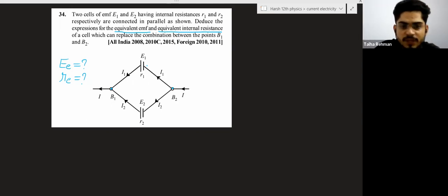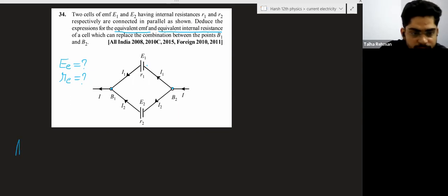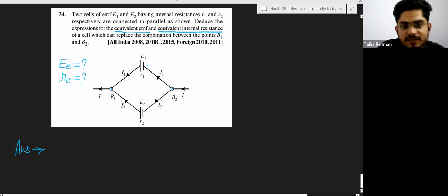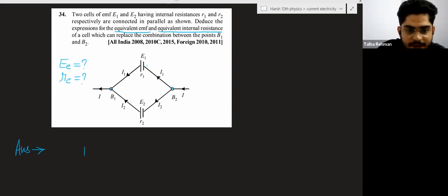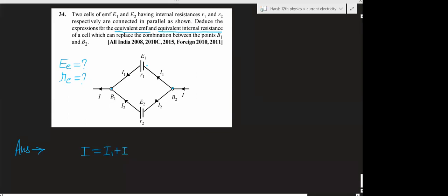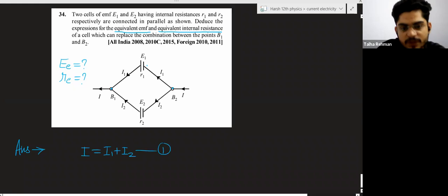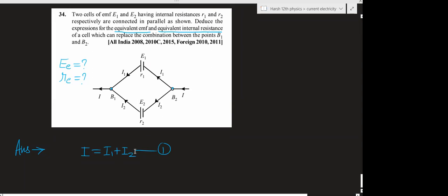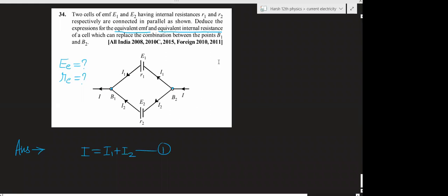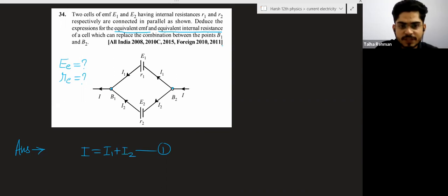So what we will do, just focus here. This I is dividing as I1 and I2. So I can write I is equal to I1 plus I2. This is equation 1. Can I write this? Yes. Okay, fine.